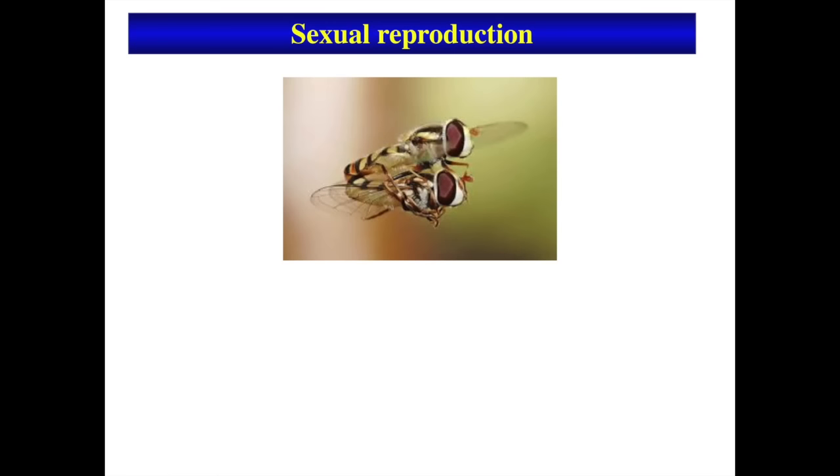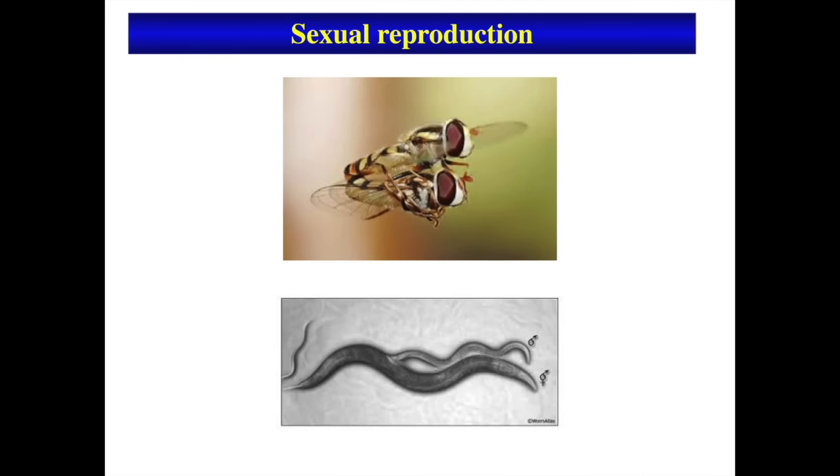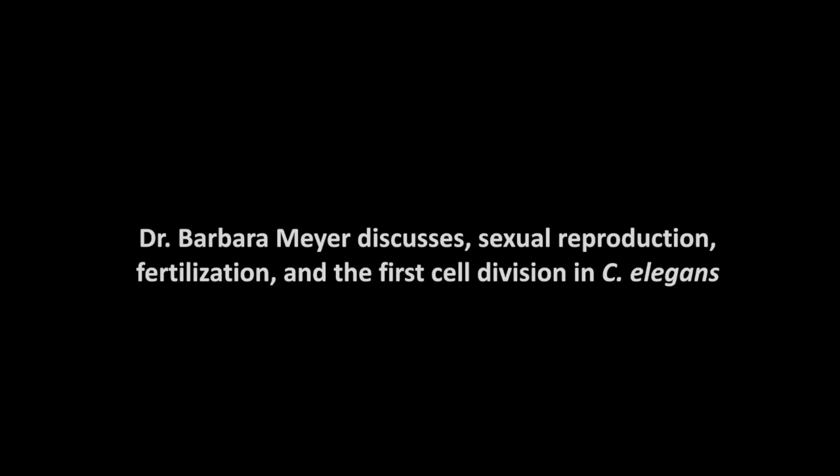Sexual reproduction increases genetic diversity in species. Here I'm showing 2 flies mating face to face in midair. Today, I'm going to use the example of the model organism C. elegans to illustrate some of the aspects of sexual reproduction, fertilization, and the early cell divisions that occur during embryogenesis. Dr. Barbara Meyer will be discussing these subjects in these next two videos.